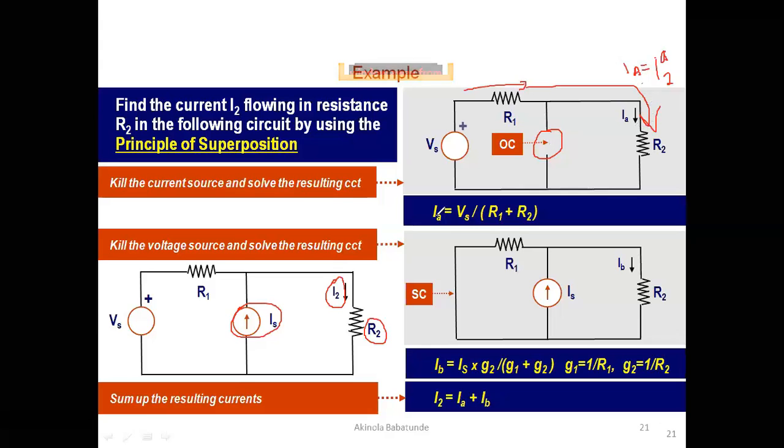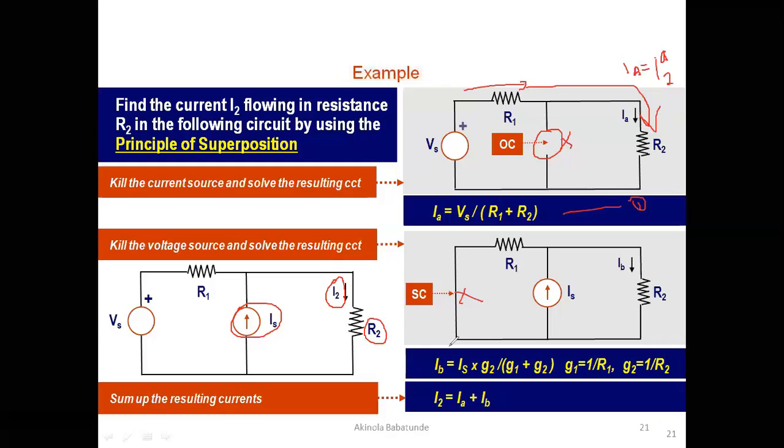So our IA will therefore be equal to the voltage that we have on the circuit using Ohm's law, the voltage divided by the equivalent resistance in the circuit, R1 plus R2. This is going to be equation 1. You keep it somewhere. Equation 1, when we kill the current source. Then we can go ahead and kill the voltage source. When we kill the voltage source, we must replace the current source to the circuit. So we are replacing the current source now and killing the voltage source. This time around, what we are doing is to short circuit this branch because we are killing the voltage source.